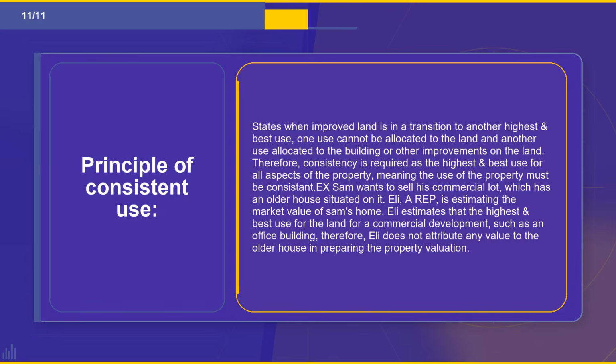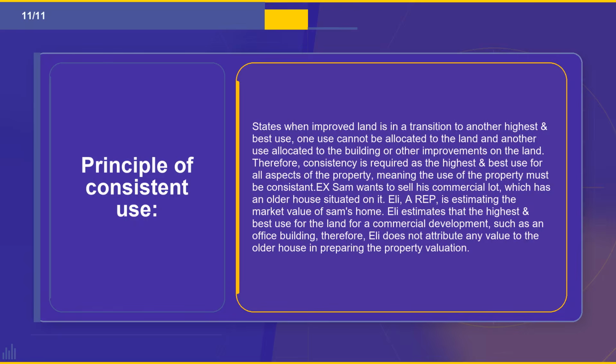Flashcard 11. Term: principle of consistent use. Definition: states when improved land is in transition to another highest and best use, one use cannot be allocated to the land and another use allocated to the building or other improvements on the land. Therefore, consistency is required as the highest and best use for all aspects of the property, meaning the use of the property must be consistent.